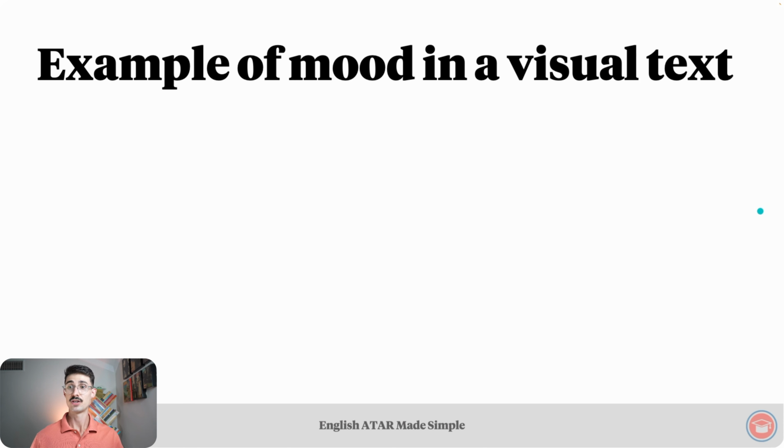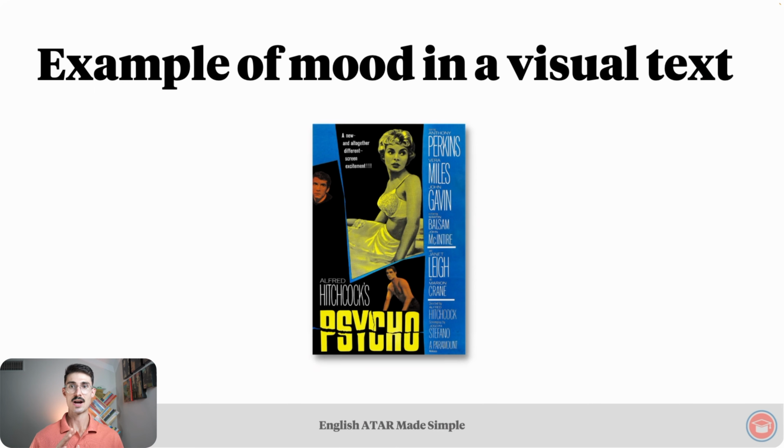Example of mood in a visual text. Let's see how those features that we just saw manifest in an example. We're going to discuss how each one of those features that we just saw work to create a mood in one of the most famous scenes in movie history.